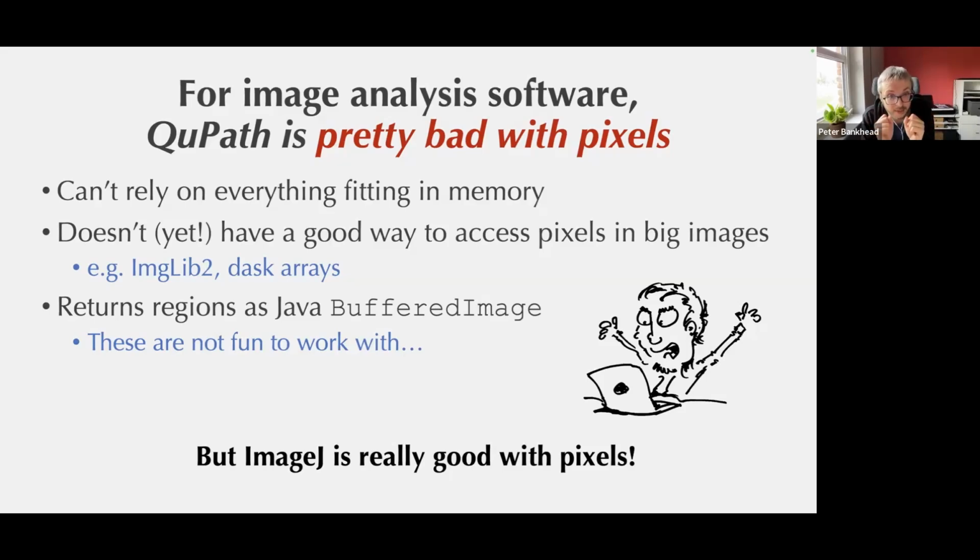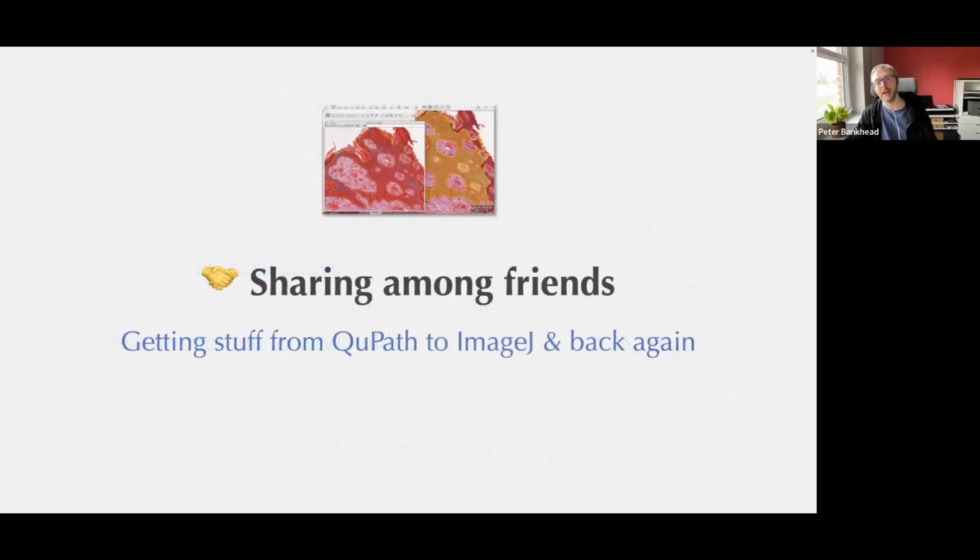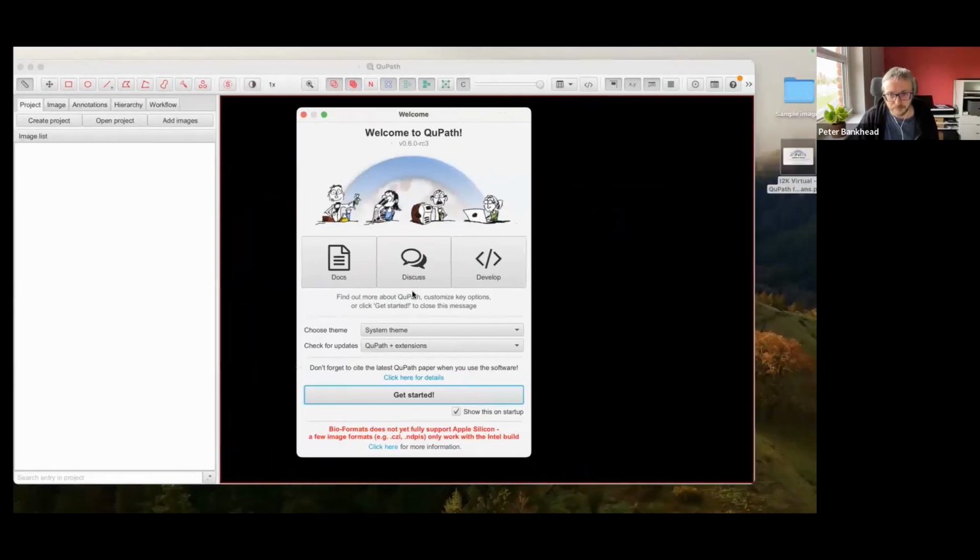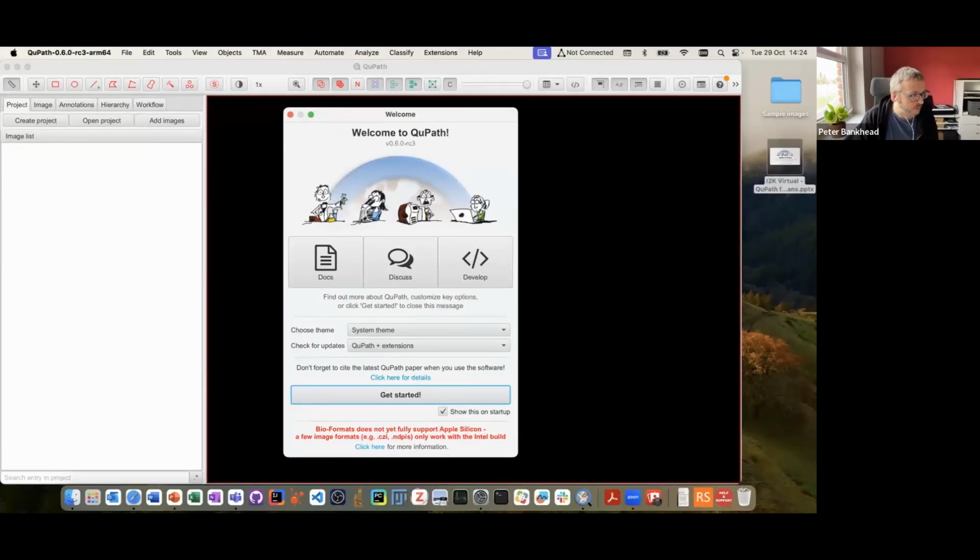If you want to generate objects in some creative way that QuPath doesn't support, then you actually want to get your pixels into something like ImageJ, because that will give you much more control. QuPath isn't terribly good at working with pixels on its own, but ImageJ is, and that's why putting them together can really help you. That takes us on to this part on sharing information among friends. At this point I will switch over and show live how some of this could work.